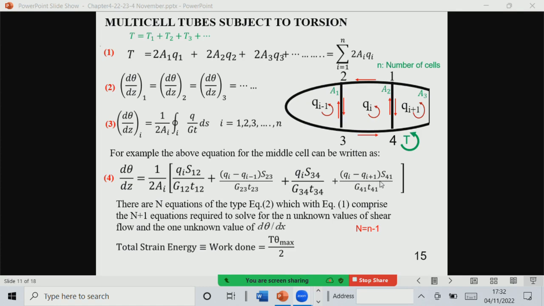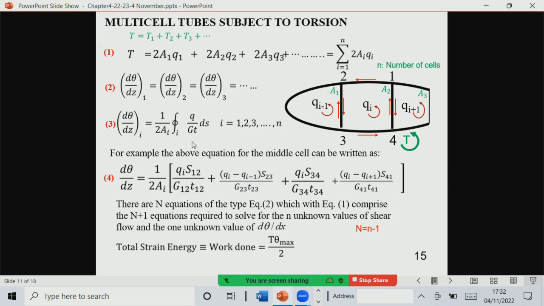So for multi-cell tubes, which I'm going to solve a relatively more complicated example for you, I showed you that we cannot just use equilibrium to solve a multi-cell tube subject to torsion. So we have to combine the equilibrium equation. This is an external torque, these are resisting torques. We need to use this equilibrium equation and combine it with the compatibility equations to solve it.